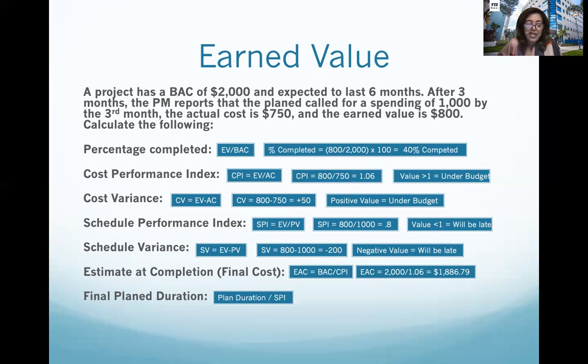So for the final plan duration, this is the part where we are not doing good. It's the plan duration divided by SPI. If you divide the 6 months by the SPI, which is 0.8, the final plan duration forecast is 7.5 months. So we will be behind schedule. That is really bad news. So in terms of cost, we're doing good, but in terms of scheduling, we're not doing good. We are behind schedule.